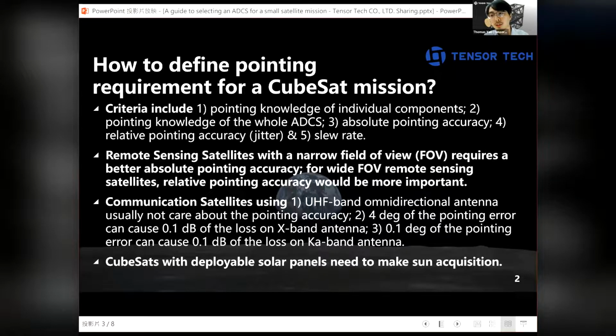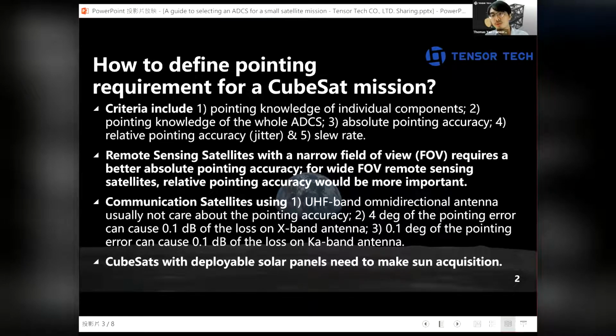Usually we have a scenario where optical payloads are taking images of the Earth. These cameras have an exposure time to capture the image. So if the satellite's attitude is shaking while taking images, then the resolution of the image will suffer some degradation. So while you are building a remote sensing satellite, the relative pointing accuracy is a very important criterion. And there are also slew rates, that is, how fast your ADCS can change the angular velocity of your satellite.